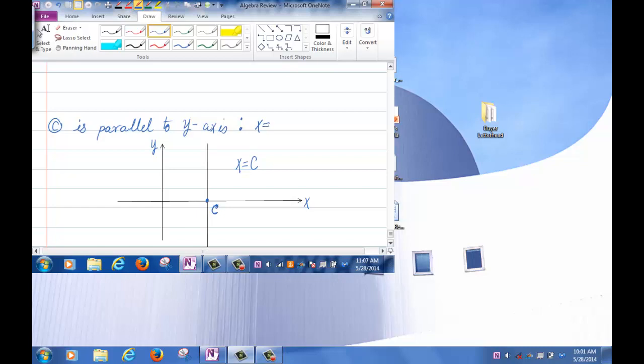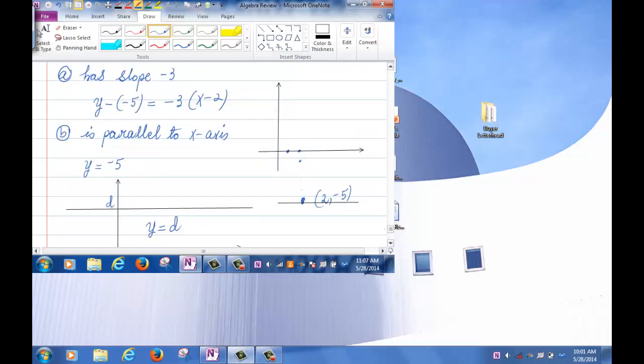X is equal to 2, right? Because it goes through the point 2, -5. Remember? So right now we are asking for this vertical line. We're asking for the equation of that vertical line going through 2, -5. So that means the equation of that would be x equals 2. And the other one was y equals -5. Is everybody okay with that? Okay.